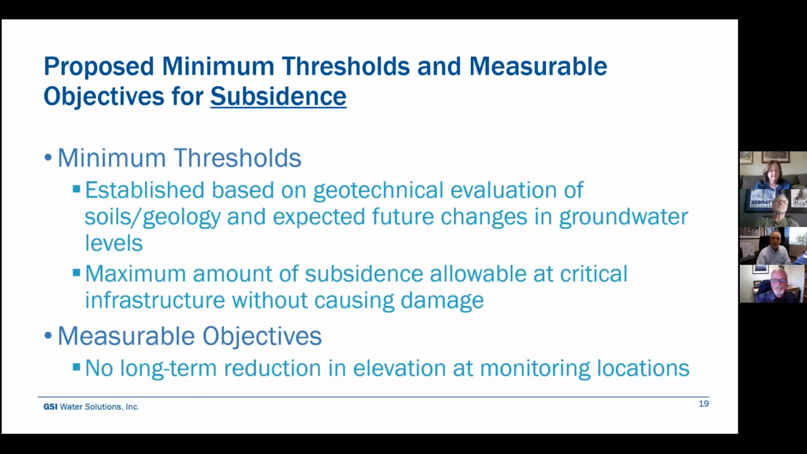Clearly, the measurable objective is that we don't want any long-term reduction in ground surface elevation at our subsidence monitoring locations.